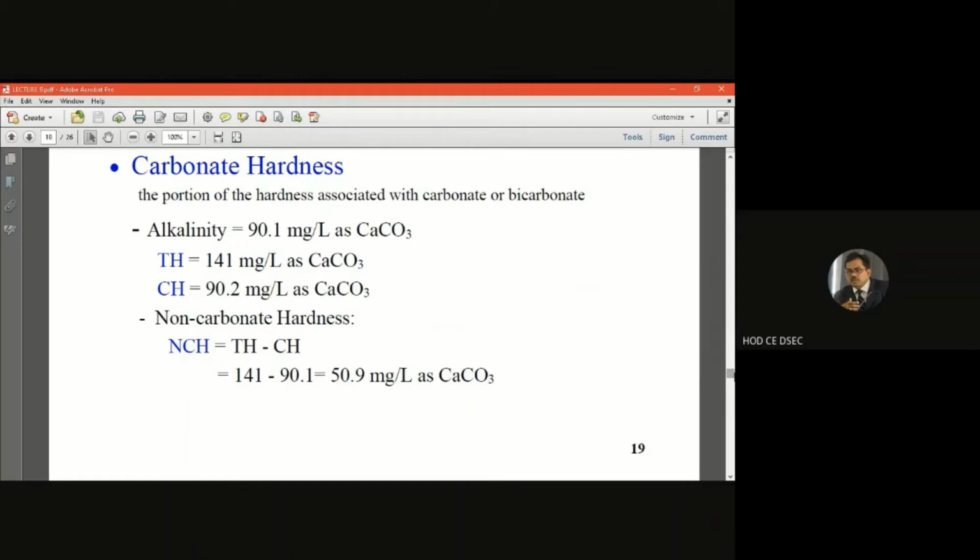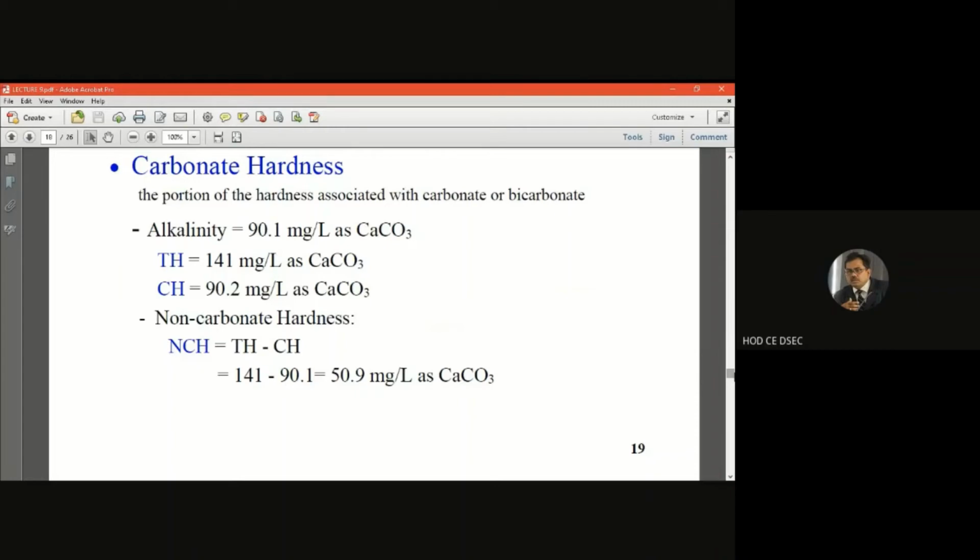So what is the non-carbonate hardness? Non-carbonate hardness is nothing but the total hardness minus the carbonate hardness, that is 141 minus 90.1, which is 50.9 milligram per liter. What can we conclude? We can conclude that the total hardness of the water sample is 141 milligram per liter. Carbonate hardness, meaning temporary hardness, we can say is 90.1 milligram per liter.